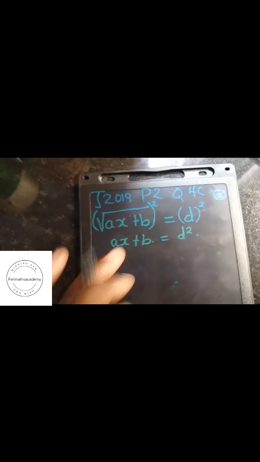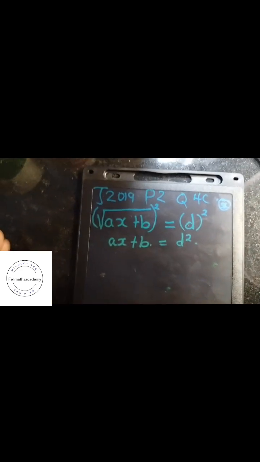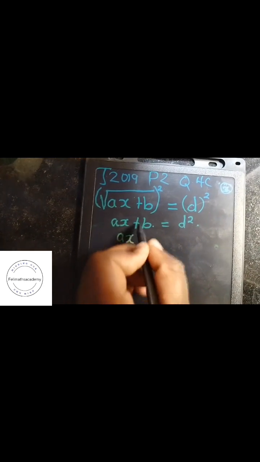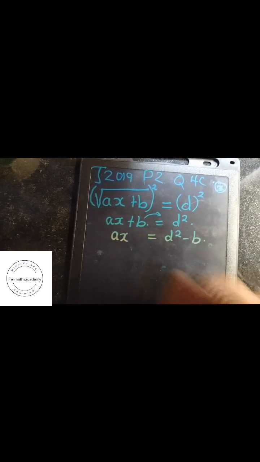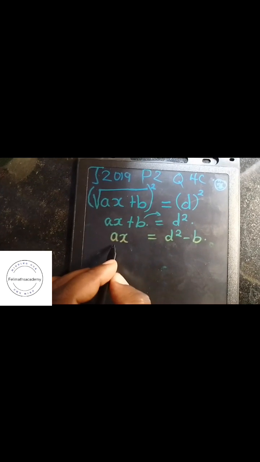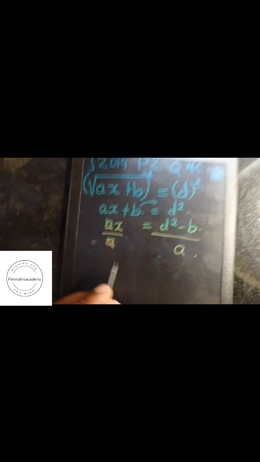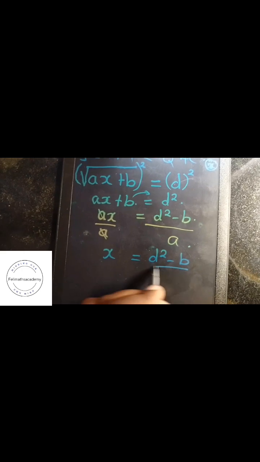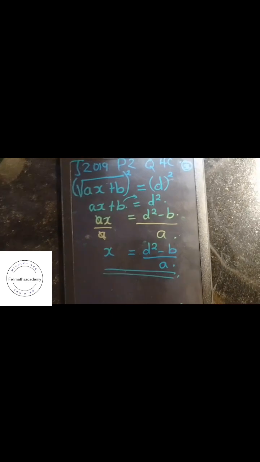We want to isolate terms in x, so they remain on their side and all other terms move to the other side. So we remain with ax this side. This crosses the equal sign, it becomes d squared minus b. So this is multiplying by a. So to remain with x, we divide both sides by a. So we have x is equal to d squared minus b all over a. So we've made x the subject of formula there.